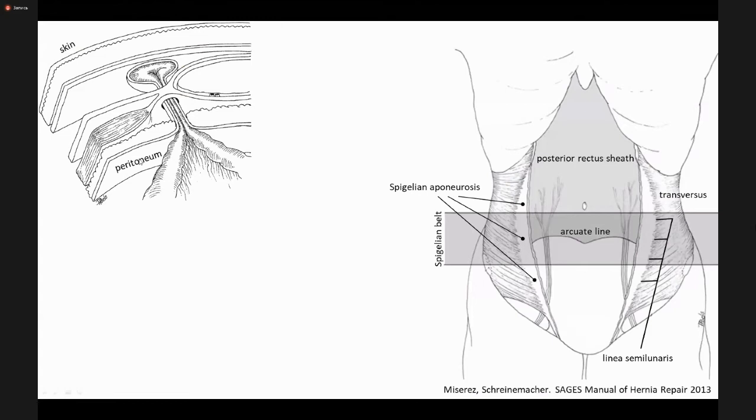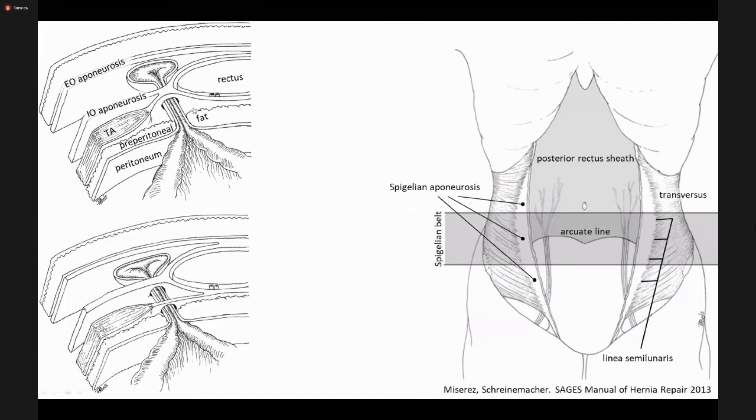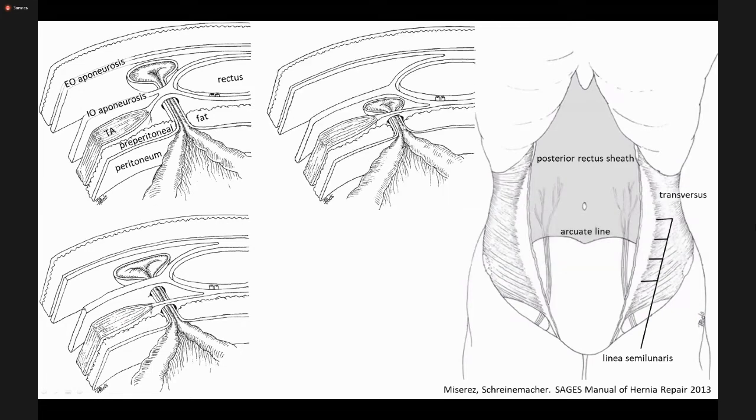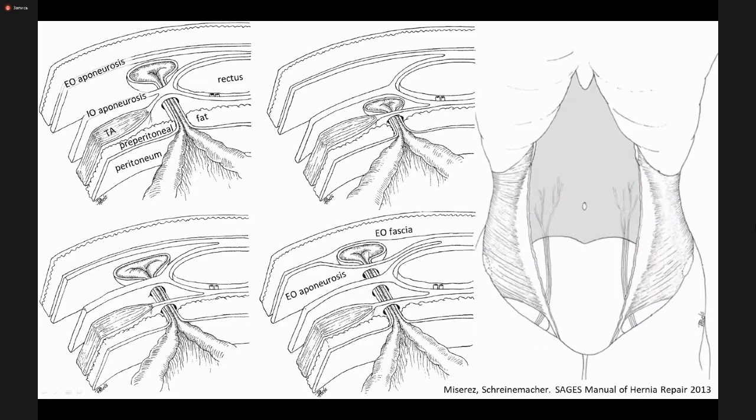In these pictures, there's the peritoneum, transversus abdominis, the rectus, the internal oblique aponeurosis, the external oblique aponeurosis, and the preperitoneal fat. And here are different variations of how it can look. Here those two aponeuroses are conjoint. Here they are separate. And here the hernia only goes through one of those layers. Here it goes through all layers.